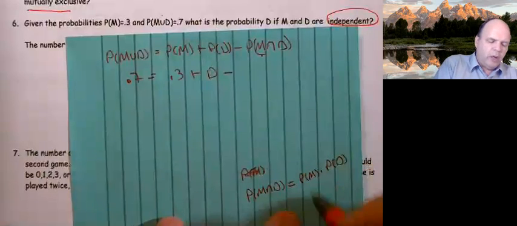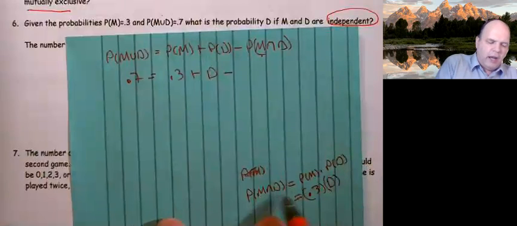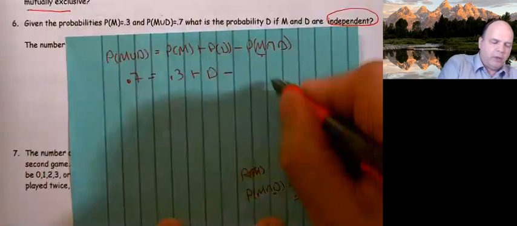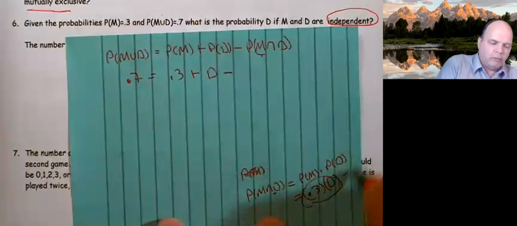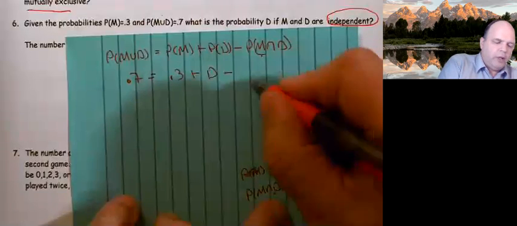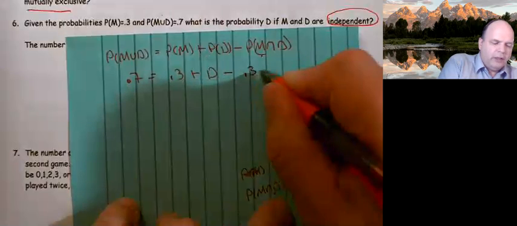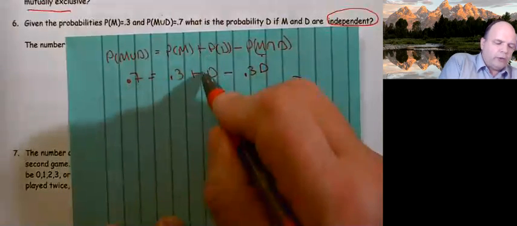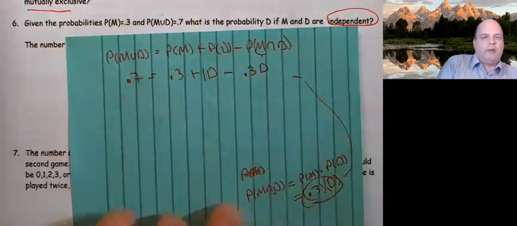Well, in this case, we know what M is. We know that M is 0.3. I don't know what D is. But I can now substitute this for that, and that's what I'm going to do. I'm going to substitute this in right up here. So this is going to be 0.3D. I know there's a coefficient of 1 in front of this.